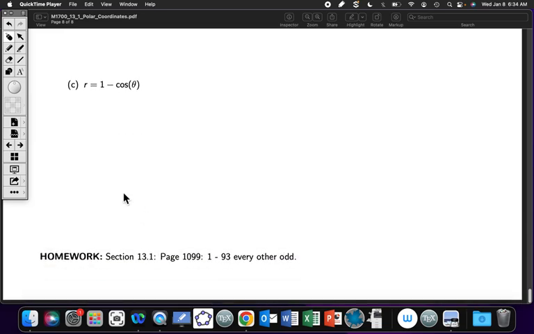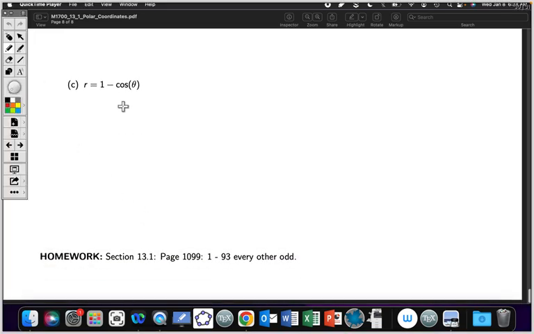Our last example here, C, r equals 1 minus cosine of theta. So let's see how we can try to get this back to x's and y's. So we've got some difficulty here. I know what the tangent of theta is. I know what r is, but I've got cosine sort of sitting on its own. So one thing we could do is multiply both sides by r.